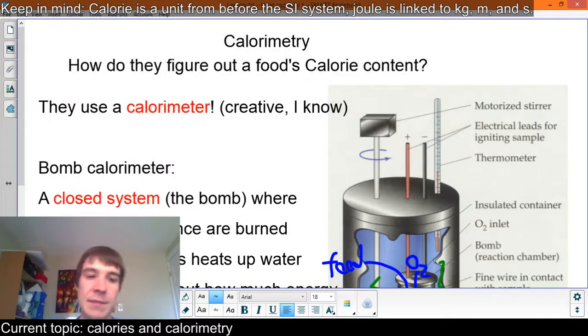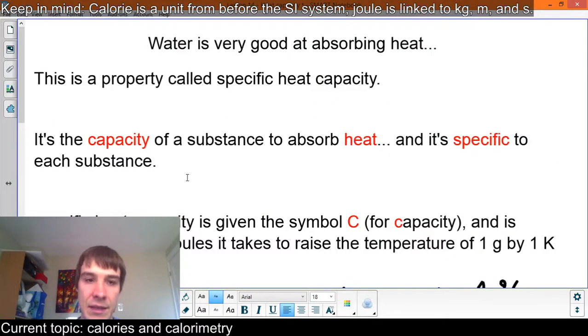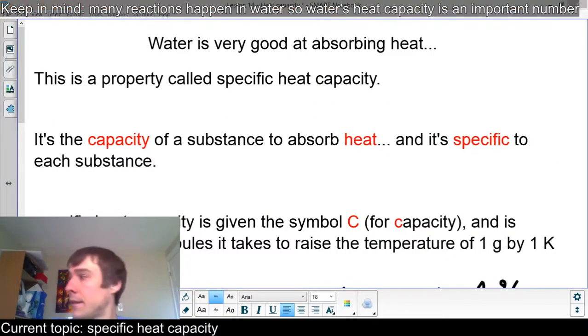Next up, we're going to talk about specific heat capacity. So we're going to pause for a sec. Heat capacity. So water is very good at absorbing heat. You know this if you've ever been in a bathtub or jumped in a lake when it's, like, right now it's May and it's like 22 degrees outside.